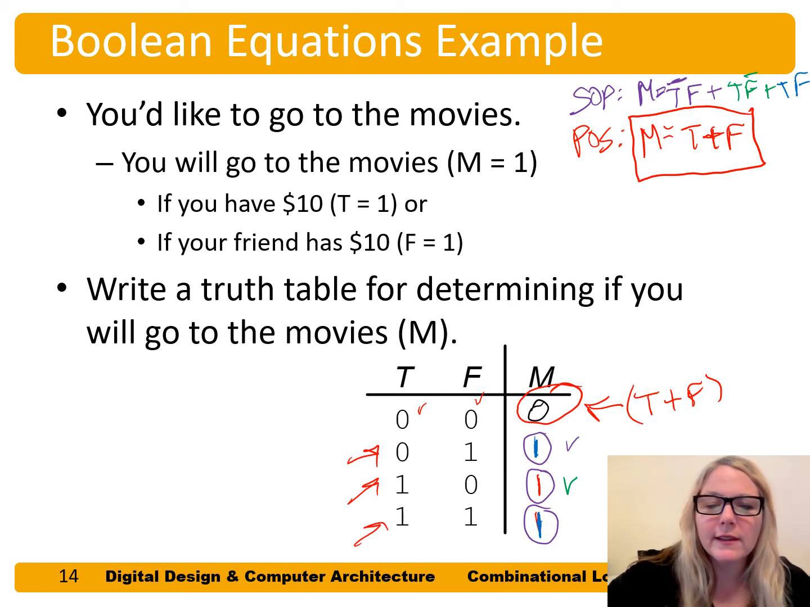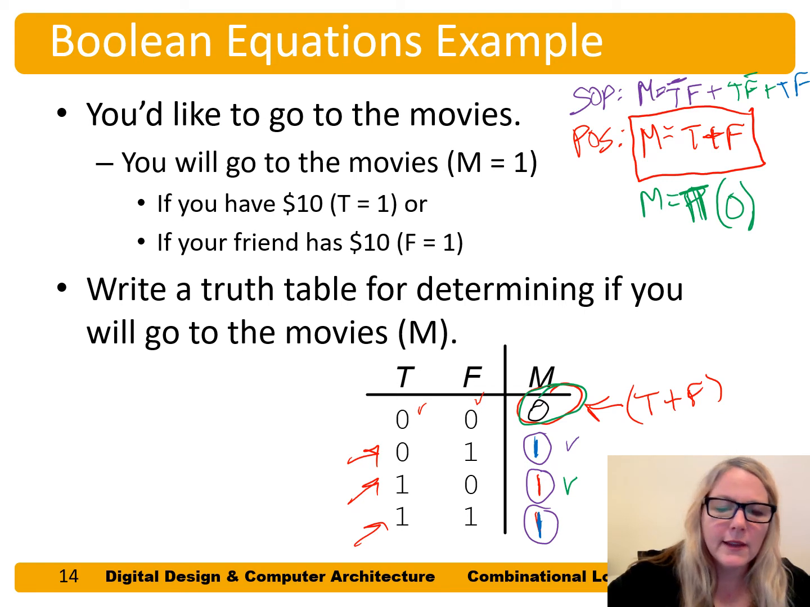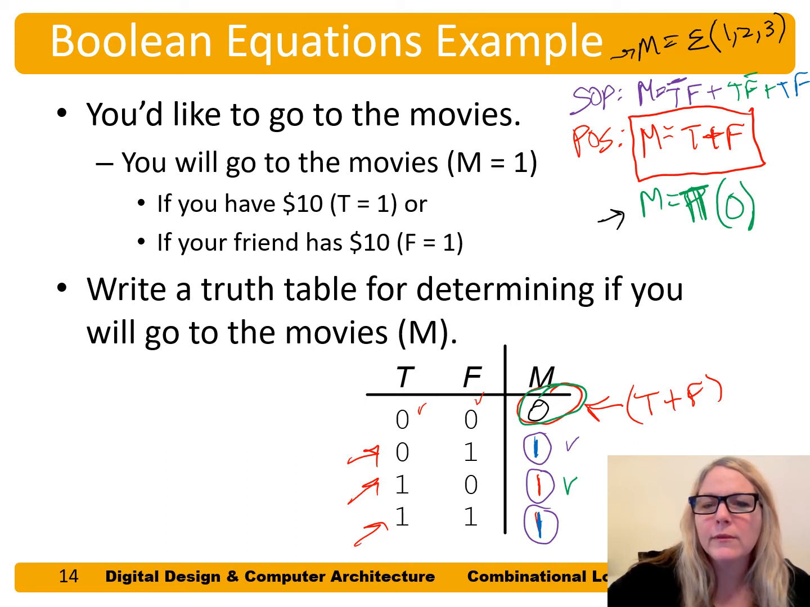And again, we could have written these in shorthand form as well. This shorthand form would be M equals the product of, or pi, product of max term 0. Right, just a single max term here. And the sum of products form, we could have written in shorthand form, M equals the sum of, the OR of, right, sum of min terms 1, 2, and 3. And you'll notice that these shorthand forms are always disjoint sets, right? So if this has 0 in it, 0 better not be included in the sum of products form.